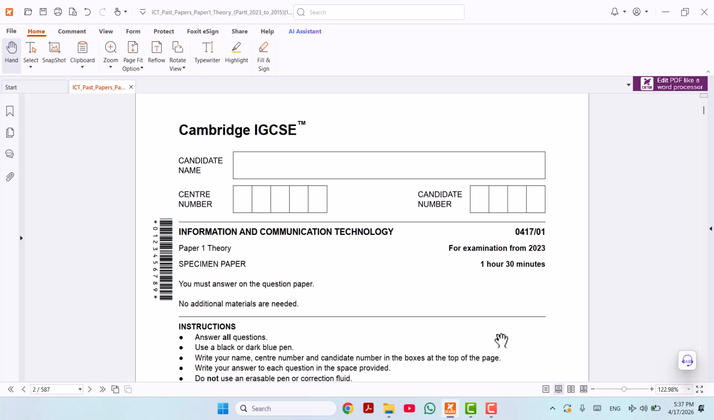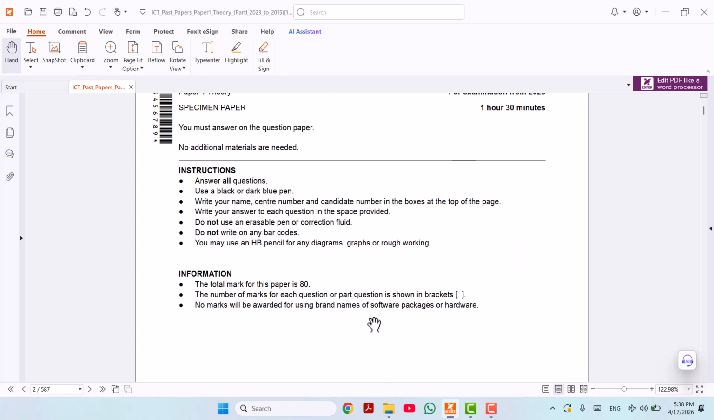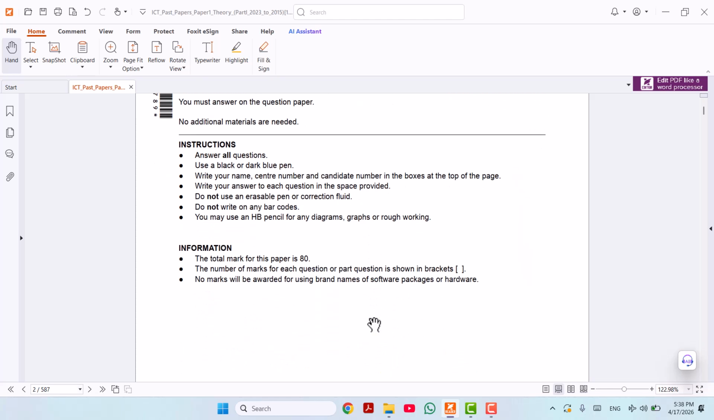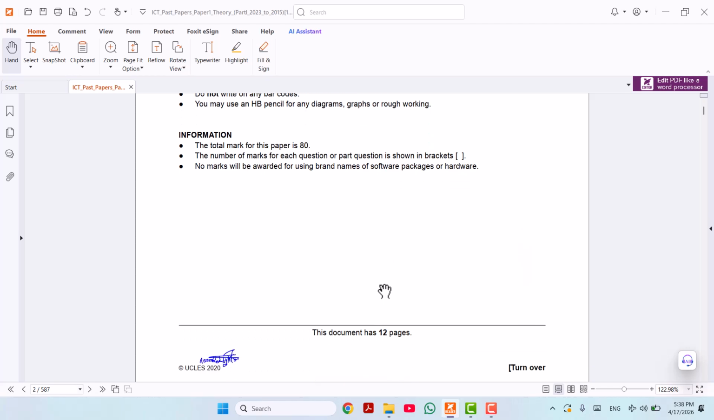2023. This paper lasts 1 hour and 30 minutes and you must answer all questions in the paper. No additional materials are needed. Here are the instructions about answering all questions: write your name, number, and center number, do not use an erasable pen, and do not write on the barcodes. Use an HB pencil for the graphs, which is rough working only, and this paper is 80 marks. Each question has the number of marks between these two brackets. No marks will be awarded for using rounding.